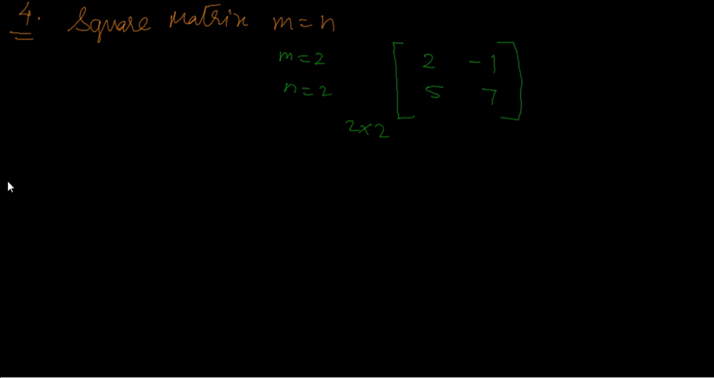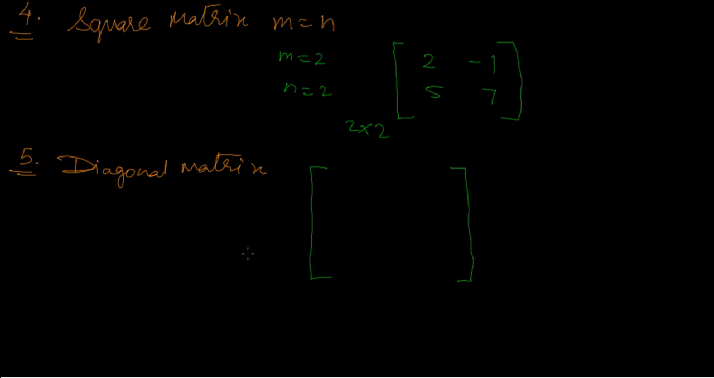Now we see the diagonal matrix. In a diagonal matrix, it should be a square matrix. If it is a rectangular matrix, there won't be a diagonal matrix. So the diagonal matrix is a sub-matrix of a square matrix.